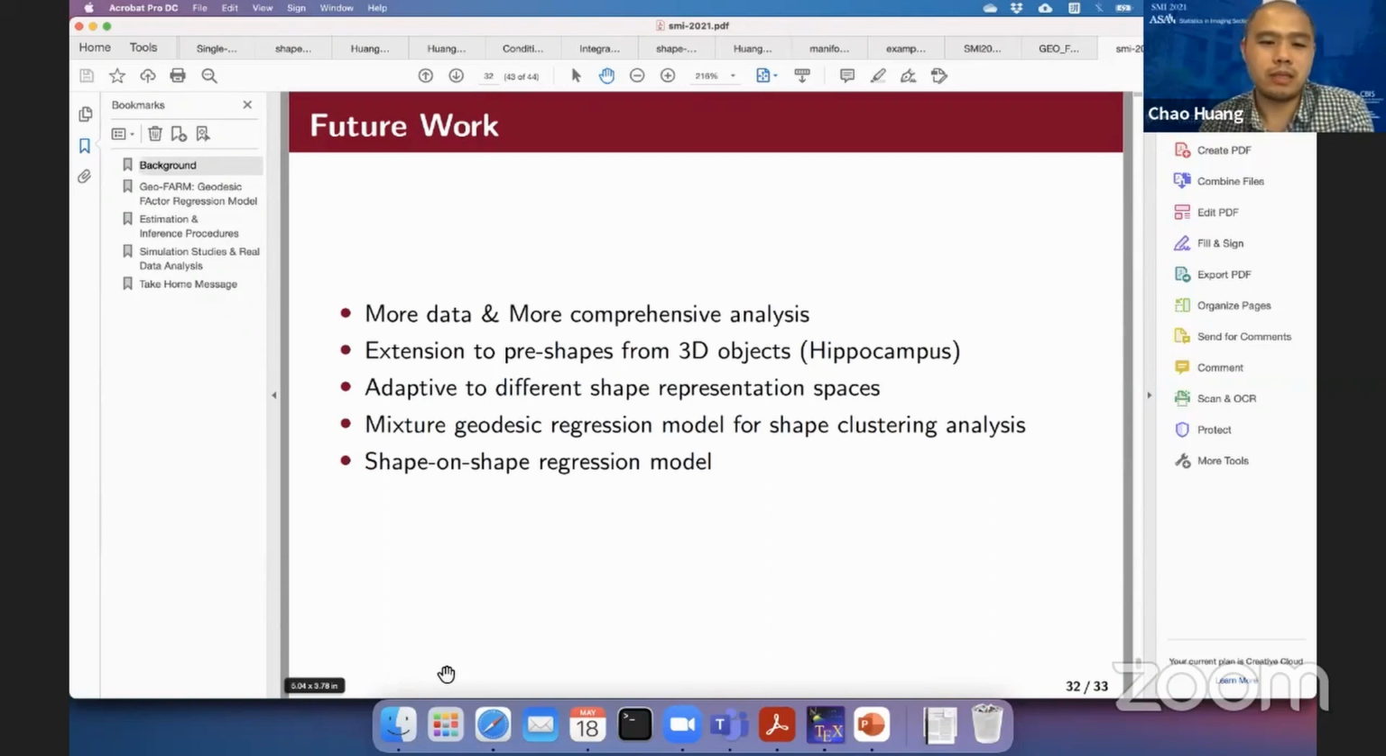The next work we are working on is the mixture geodesic regression model for shape clustering analysis. We want to extend our model to a mixture regression model, which can be used for clustering analysis. And the last one is joint work with Anuj. We are working on the shape-on-shape regression model. So this is all the future work.